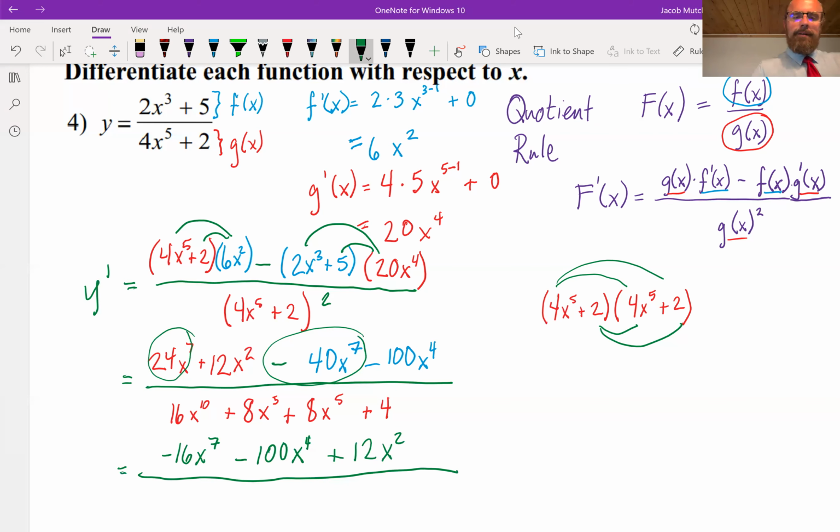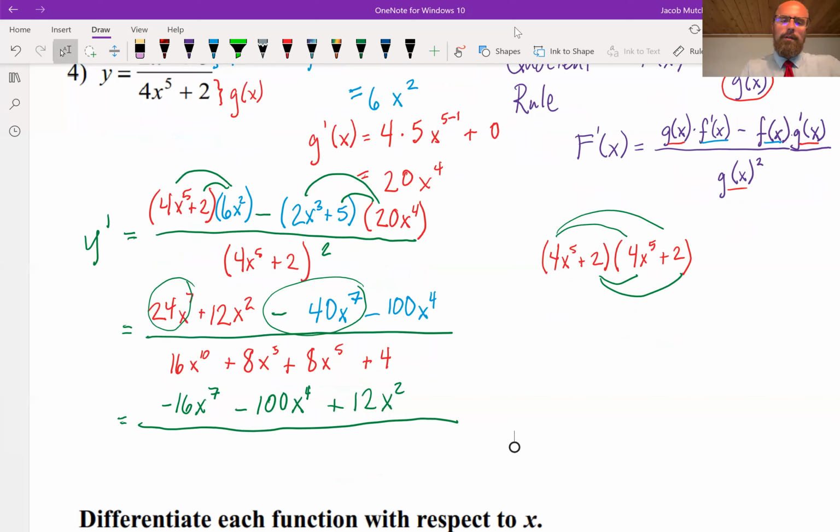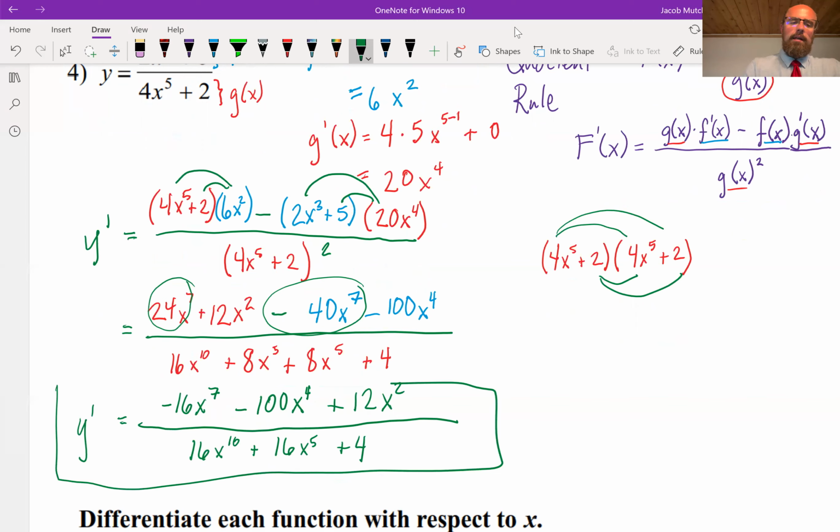And then for the denominator, the two 8x to the power of 5 terms will add together. So that's going to be 16x to the power of 10 plus 16x to the power of 5 plus 4. And that completes it. So I'll put the derivative of y. And that is my final answer.